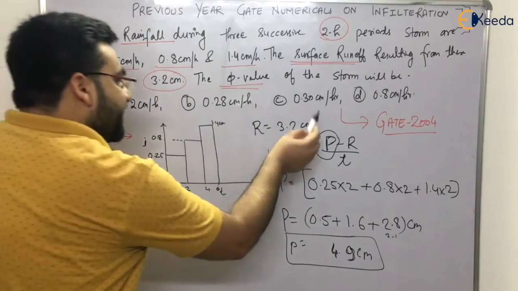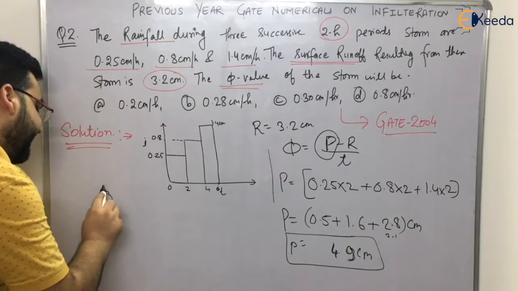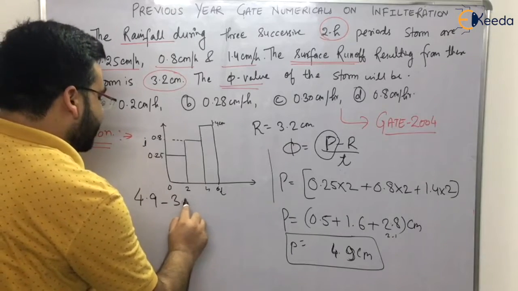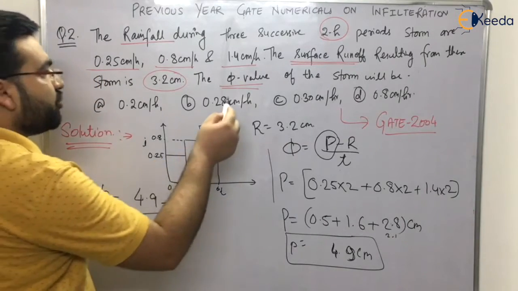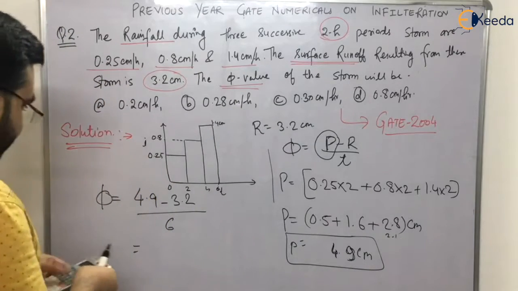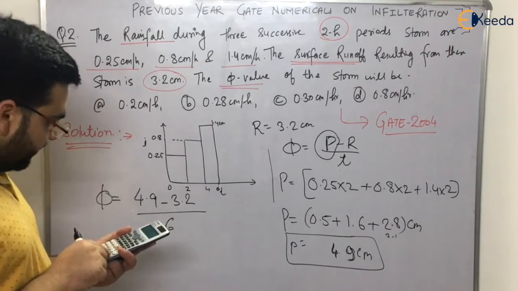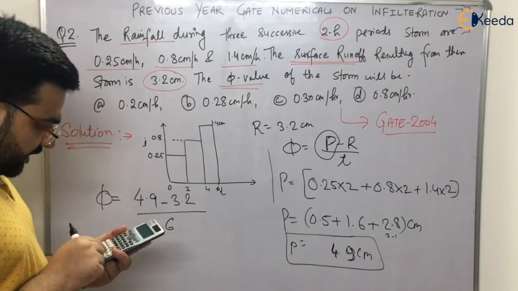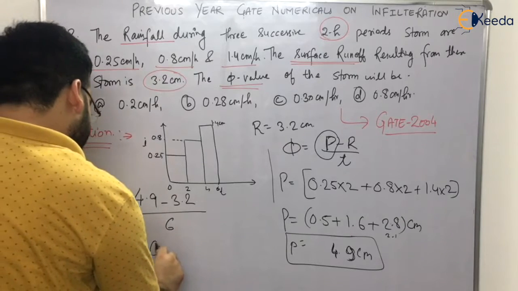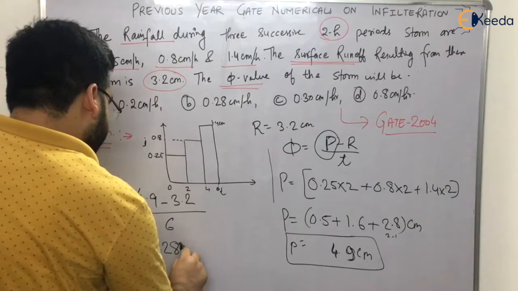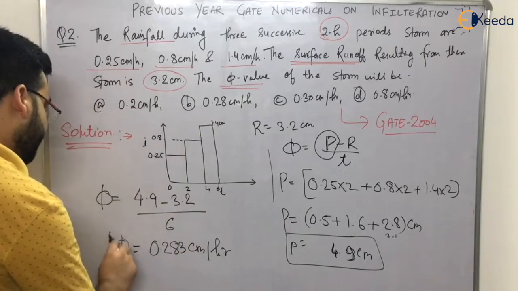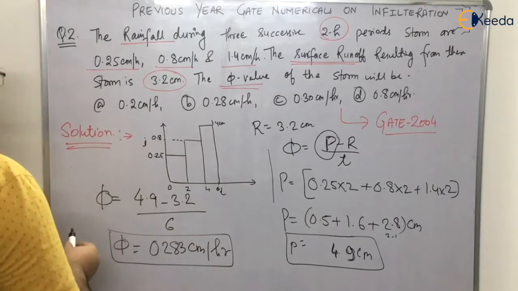So R is already given, this 3.2, right? So phi index will be equal to 4.9 minus 3.2 divided by the time of the storm, which is 6 hours. So how much is it coming? It comes out to be 4.9 minus 3.2 divided by 6. It comes out to be 0.283 centimeters per hour.